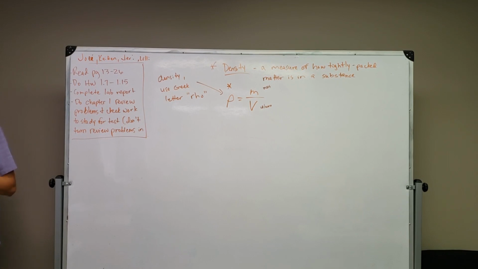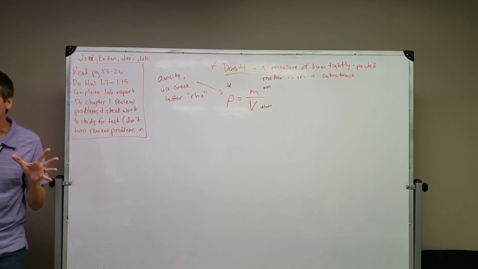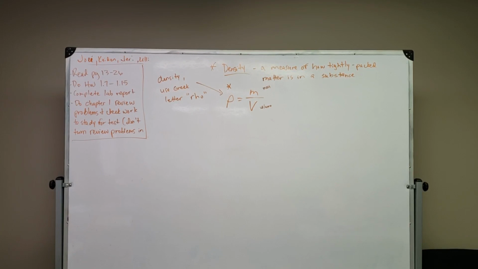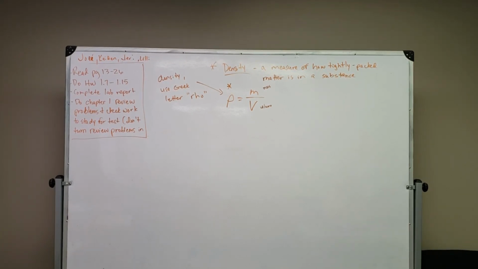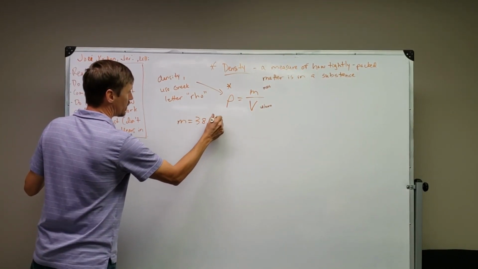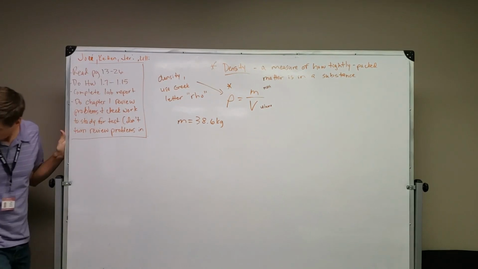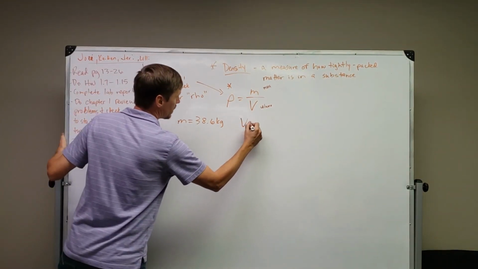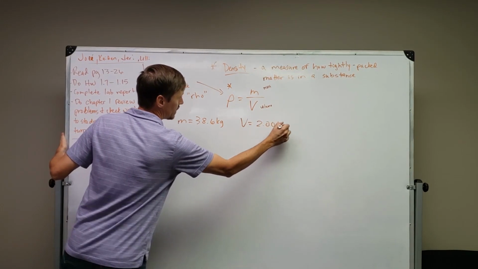All right, so does everybody understand the concept behind density? Does that make sense? How tightly matter is packed together. So let's do an example so that we can use our formula, all right? Example 1.10 on page 23. It says the mass of a gold object is 38.6 kilograms. So the mass is equal to 38.6 kilograms. And it says that the volume is 2.00 liters. Volume equals 2.00 liters.